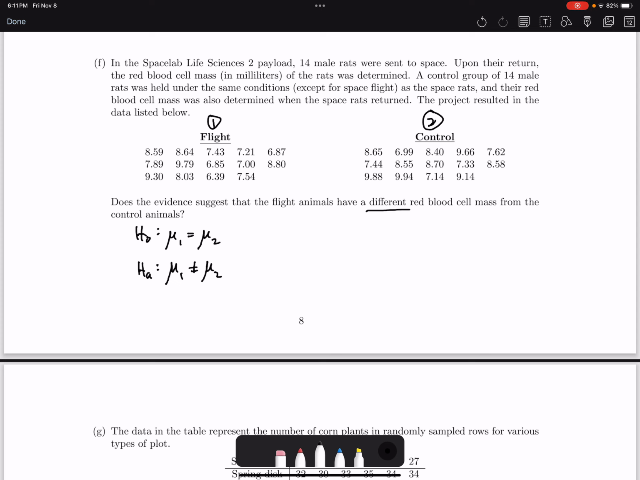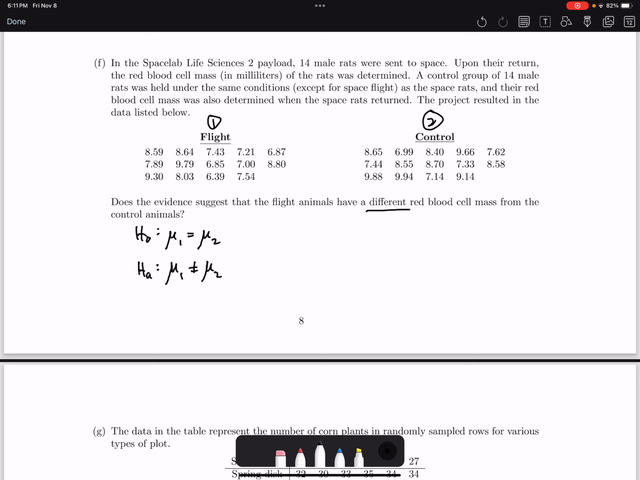So now here we have two means. We're testing two means. We have to decide if the samples are independent or dependent to know which test to run. And in this case, even though our sample sizes are the same, both samples have 14 rats in them, they are independent samples because the way that the flight rats were chosen had no bearing whatsoever on the way the control rats were chosen. They're not matched up in any way.